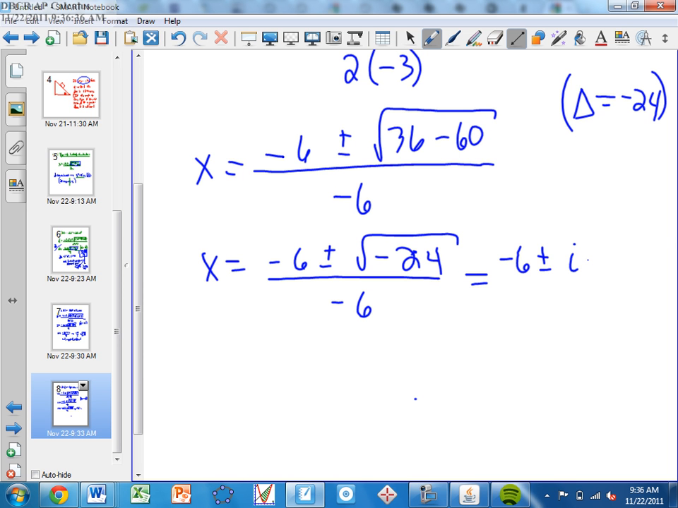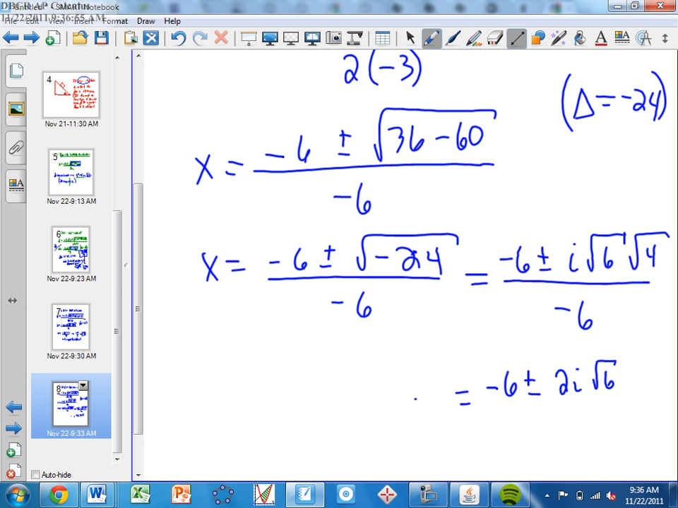And I'm going to break it up into 6, and I'm going to break it up into 4. Now, Jason said square root of -6. This is the exact same thing, except I just took out the i all in one step. Okay, now, the square root of 4 is, everybody, 2. So this is going to become -6 plus or minus 2i root 6 all over -6.